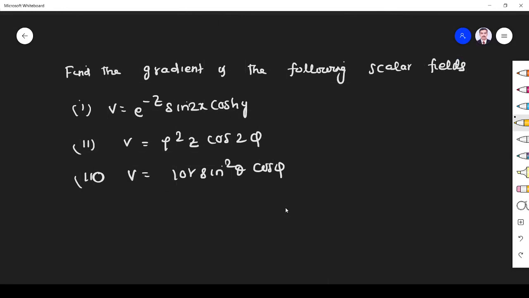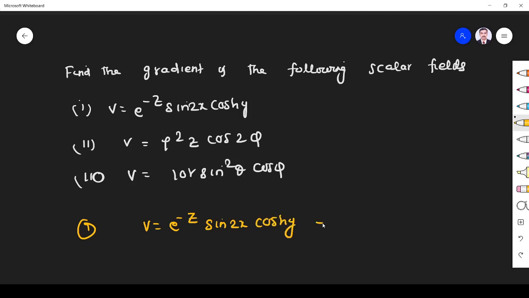So here they give a scalar field. For that we have to find the gradient. Find the gradient of the following scalar field. Let us see the first problem. The first problem is V is equal to e power minus z sin 2x cosh y.